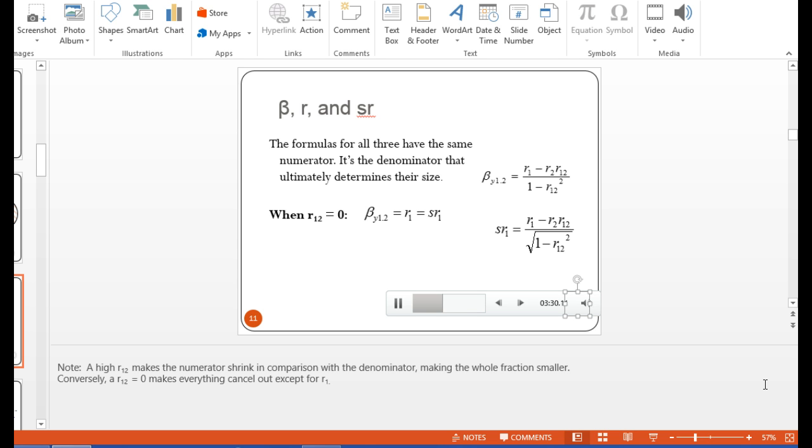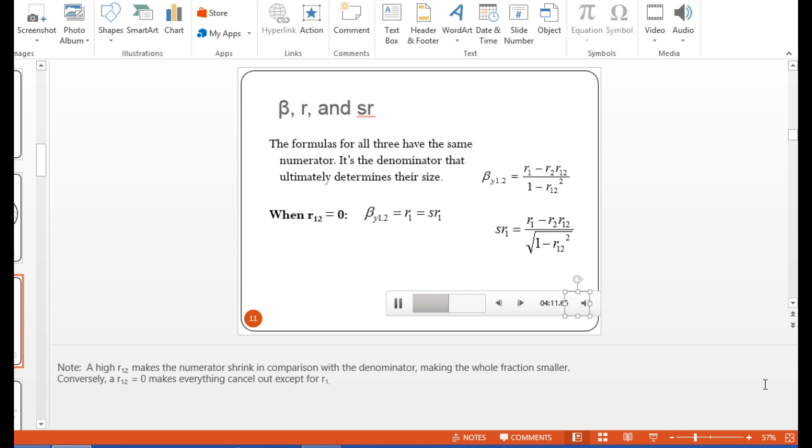So let's just take a few minutes to understand what happens when we substitute 0 for R12 in the formulas. If we do that for the beta, we would have the bivariate 1 minus whatever the bivariate is for predictor 2 and y, and then we would have 0. So that whole term would go away. So we would be left on the numerator with just the R1. Similarly, on the bottom, we would have 1 minus 0, 0 squared, 0, so we would have just 1. And so we would have R1 divided by 1, which is just R1.